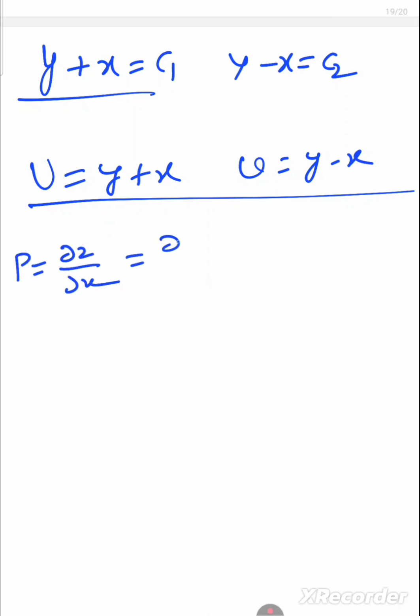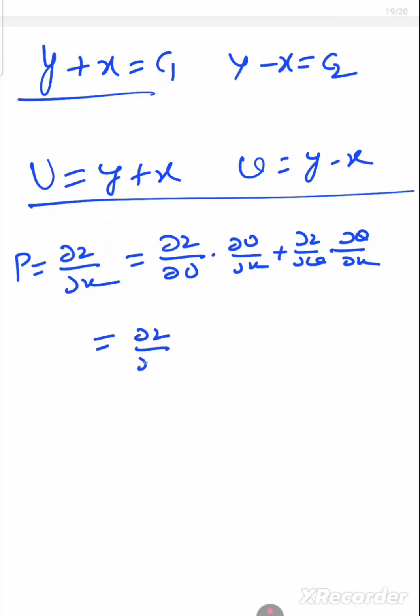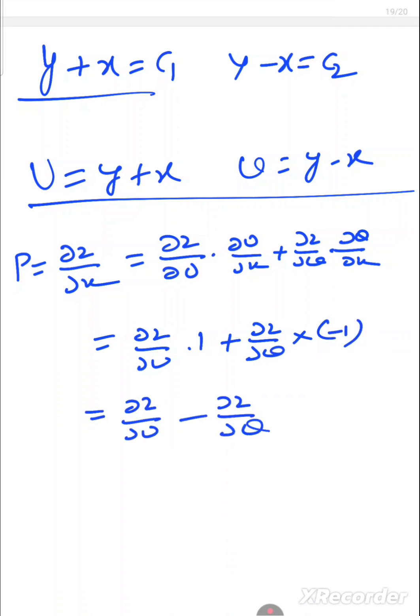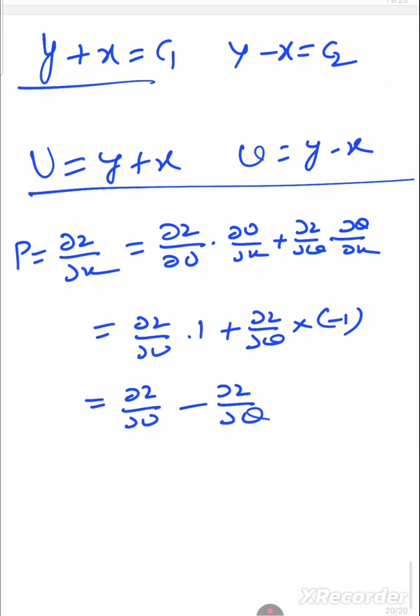Now we can write ∂z/∂x as ∂z/∂u times ∂u/∂x plus ∂z/∂v times ∂v/∂x. Here ∂u/∂x is 1 and ∂v/∂x is minus 1. So this is ∂z/∂u minus ∂z/∂v. Okay. Now, similarly, we can find q.